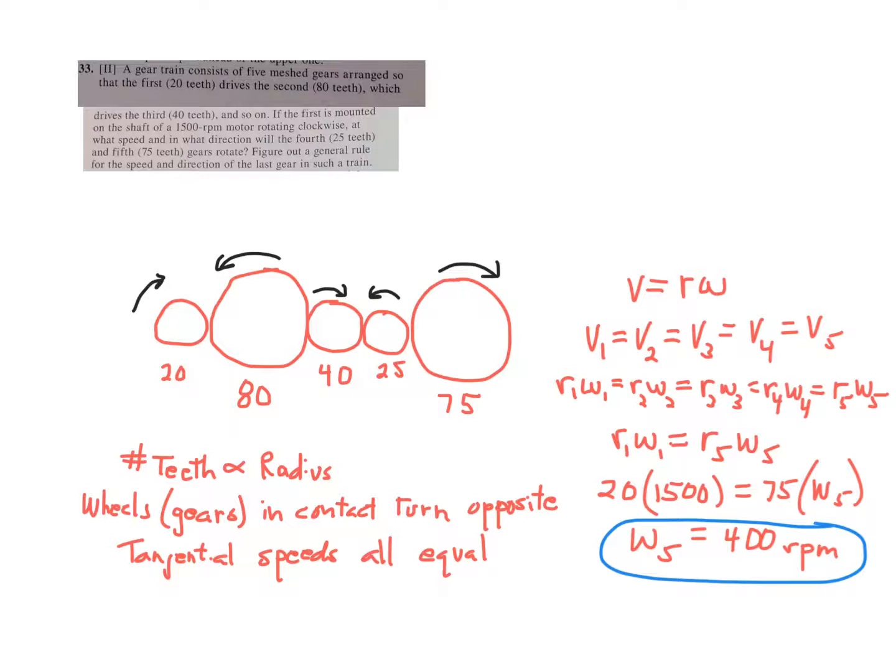So this wheel and this wheel and this wheel, every other wheel turns in the same direction. So the final wheel, as long as it's an odd number, will turn in the same direction as the original wheel. Also, just some general ideas.